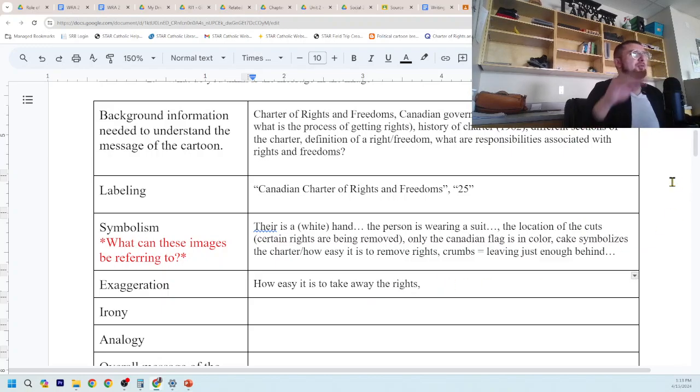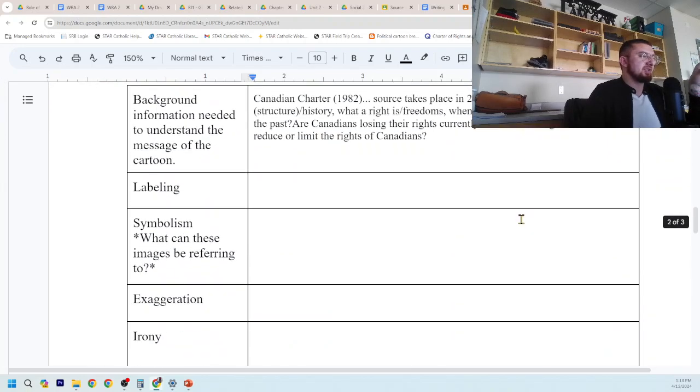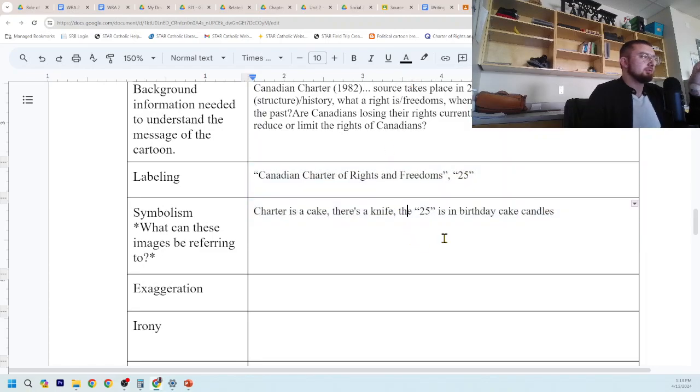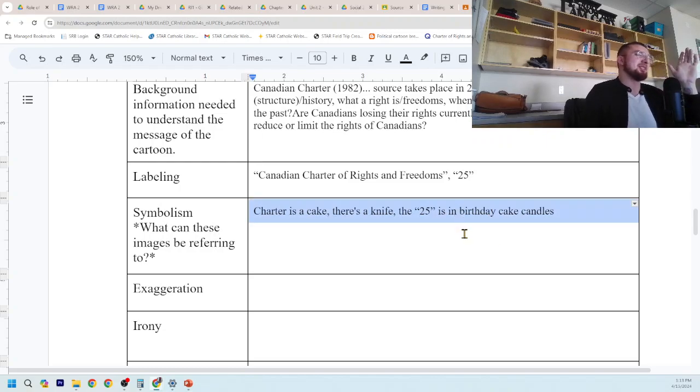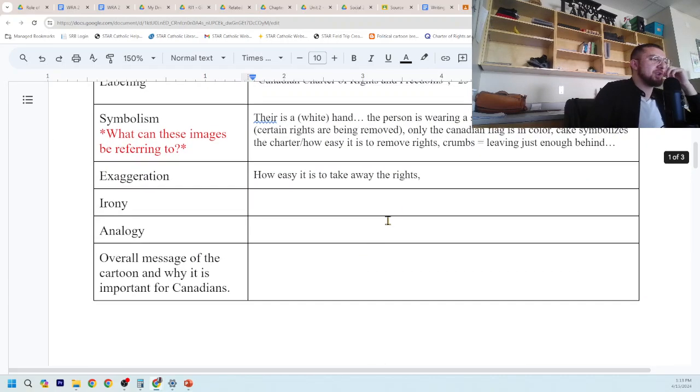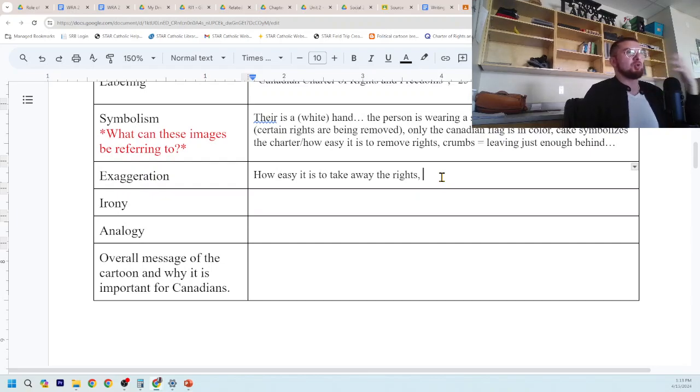Okay, what else? What else is being exaggerated? Can I just show you the responses first that the other class got? I did this slightly differently with them. That's why there are no explanations here. But this is what we came up with, or to be specific, this is what I came up with. Okay, let's take a look at exaggeration then. The exaggeration in this source is how easy it is to take away the rights. We could be specific: of Canadians.